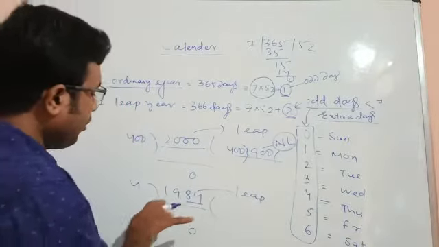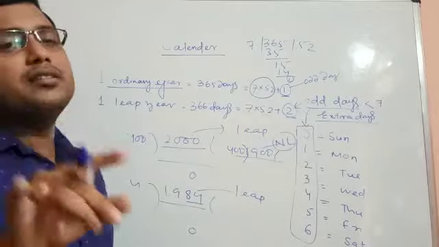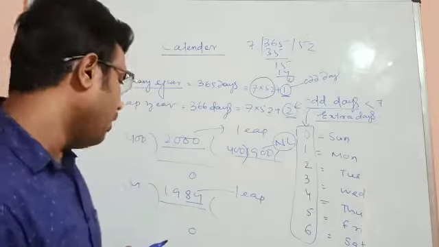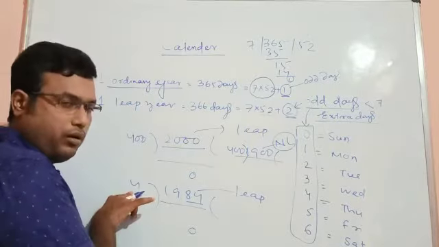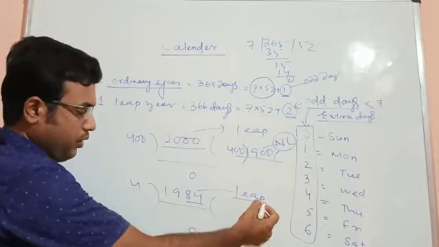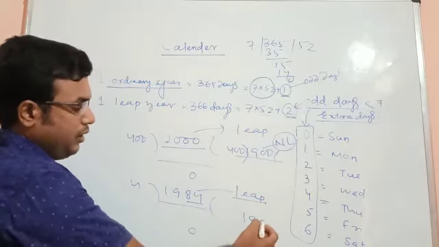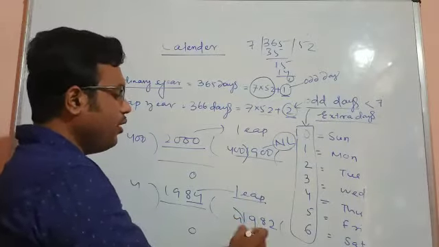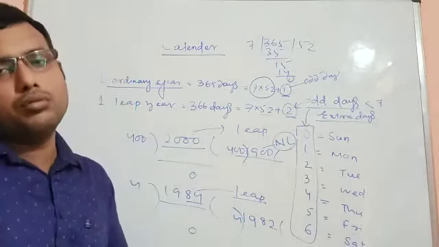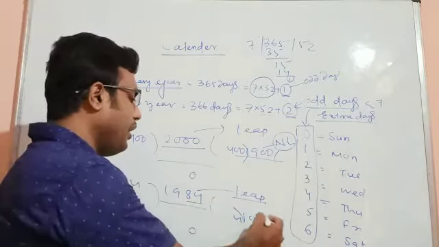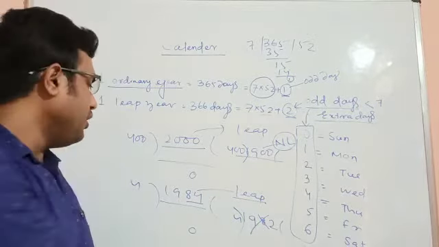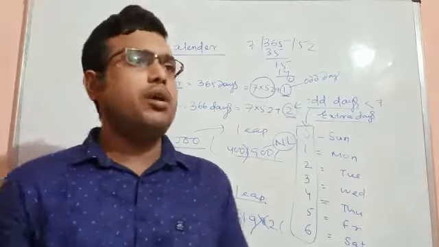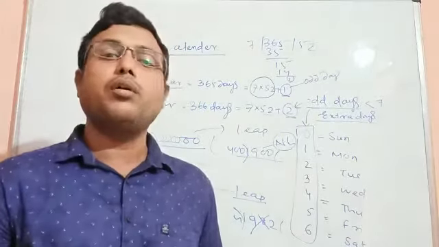The next concept: the year which is not a century. 1984 is not a century because it is not a multiple of 100. So if it is divisible by 4, then it is called a leap year. Suppose 1982. It is not divisible by 4, that means the remainder part is not 0, so it is not a leap year. 84 is a leap year, but 82 is not a leap year.